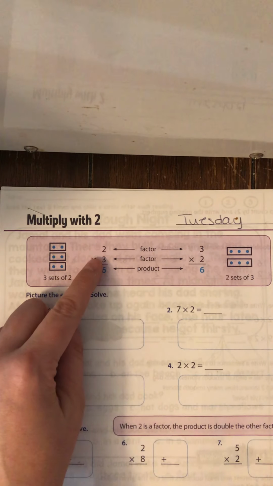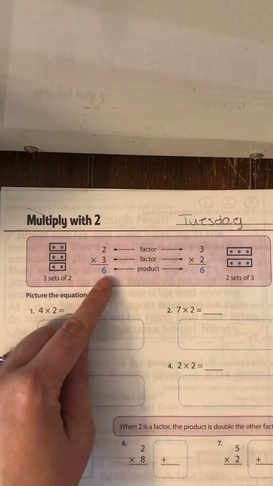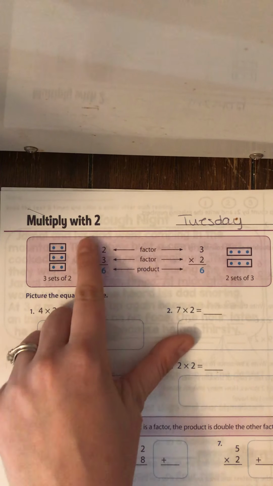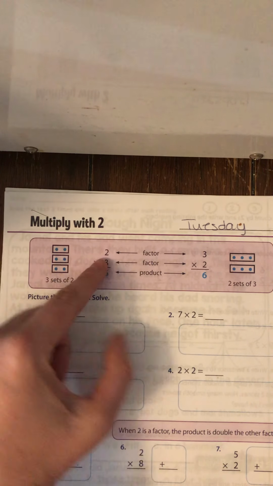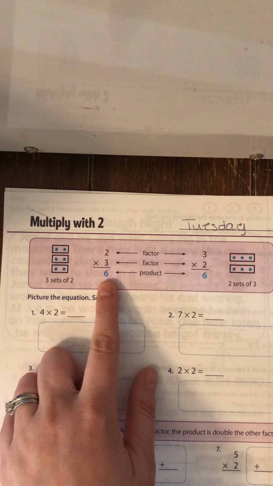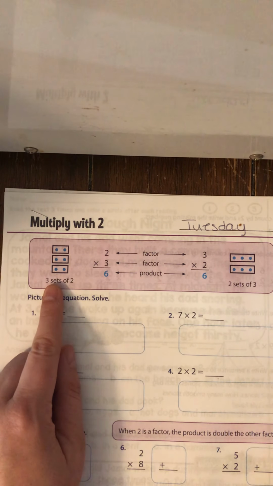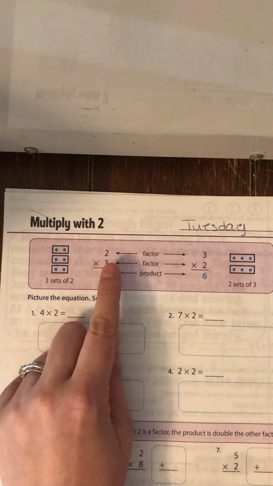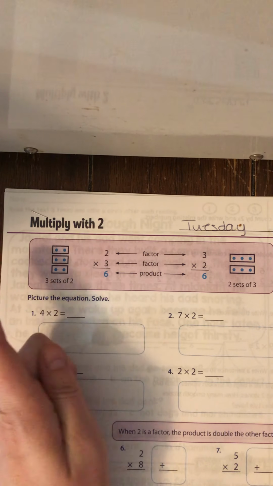Remember that when we have plus, we call these the addends, and then we call the answer the sum. Well, in multiplication, these guys are called the factors, and then your answer is called the product. Do you see that? And then also notice that multiplication, just like plus, can be switched. The factors, or for addition, the addends, can be switched.